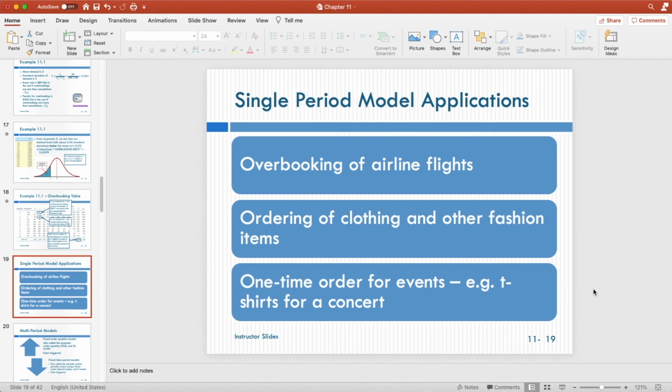Those are very standard single period model applications, but it doesn't mean we are limited to them. It applies to many different applications, so keep the single period model in mind, and we can apply it in many different aspects. This is the end of part 1 of our inventory management video. We will end at the single period model, and in part 2 of the Chapter 11 inventory management video, we'll continue to talk about the multi-period model. Okay, see you soon.